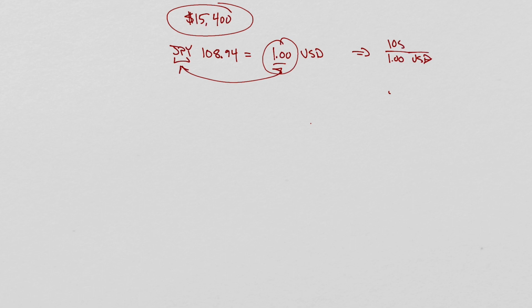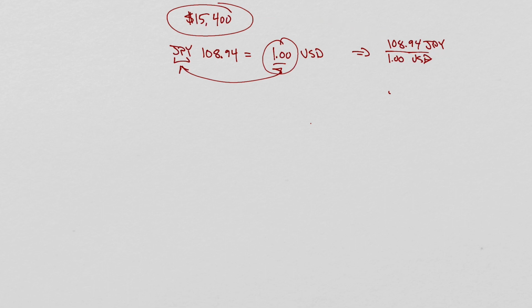So I have 108.94 Japanese yen, that's JPY, to $1. And so this is the rate of exchange that I can use to translate my 15,400 USD to JPY.